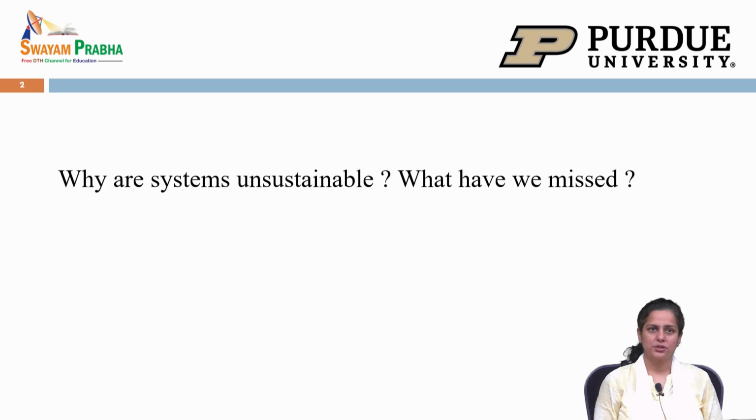So the first question is: why are systems unsustainable, and what have we missed? This question is very important because it helps us think about how we have been doing design, how we have been doing things so far, that has led to the problems we are facing now with environmental damage. Once we understand that question, we will know how to rectify it, or where we need to improve, so that we can actually design sustainable systems.